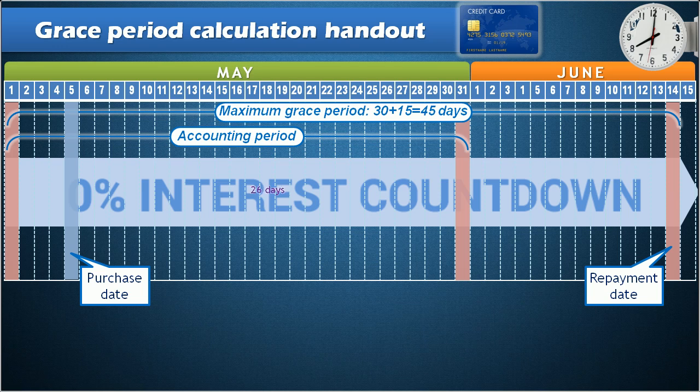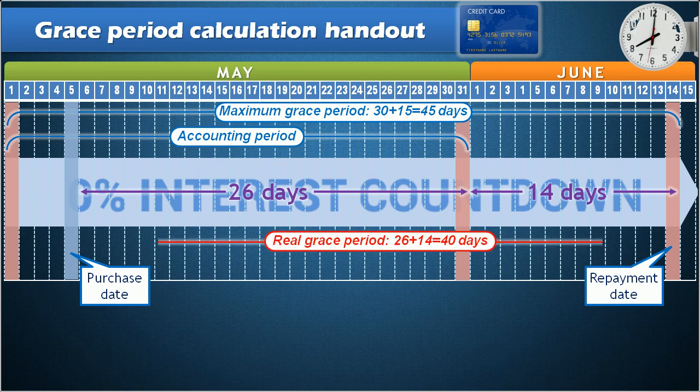Time left to the end of the accounting period. Time that starts to be counted at the date of your purchase until the date of the repayment. Time left to the end of the grace period. The time between your purchase date and end of the accounting period, plus the constant second part of the grace period. Real grace period. Actual time between your purchase date and the day when you have to start repaying the money spent. In the end, your initially blank handout should look like this.